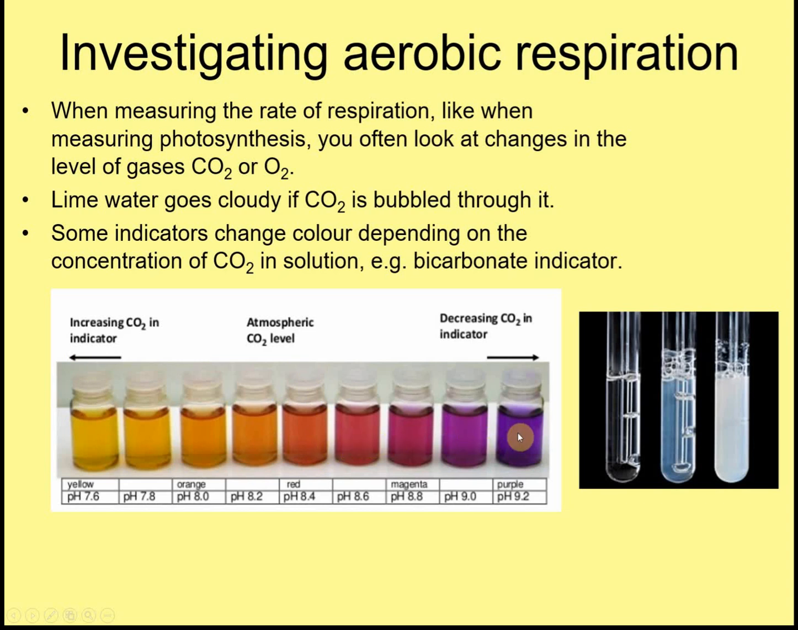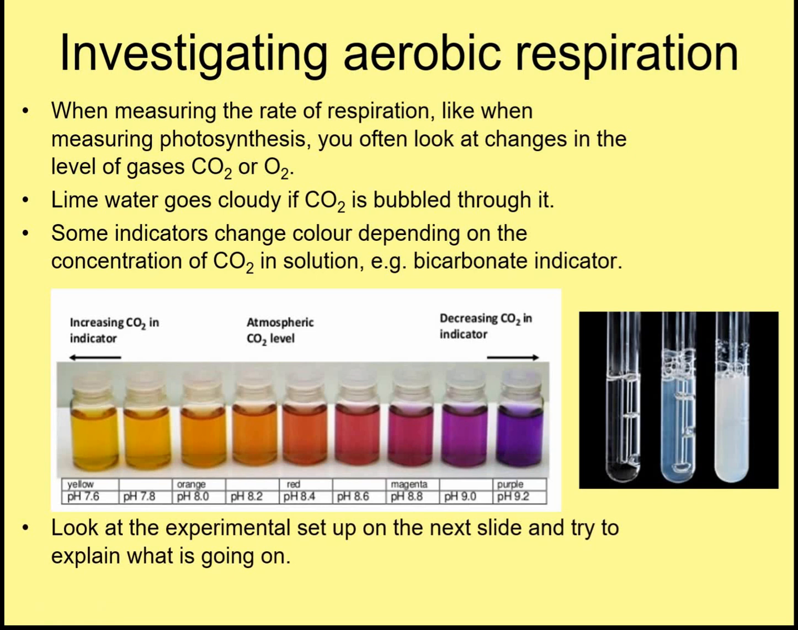The lower the concentration of CO2, the more purple it goes, and notice the pH goes up because CO2 is an acidic gas, so the less of that acidic gas there is, the higher the pH will be. As more CO2 is produced, we get a lower pH because it becomes more and more acidic. Notice that the pH is still not actually acidic, but you get the general gist. As long as you get that idea, more CO2 is yellow, less CO2 is purple. So let's have a look at the experimental setup on the next slide, and you can think about the questions and come up with some answers.